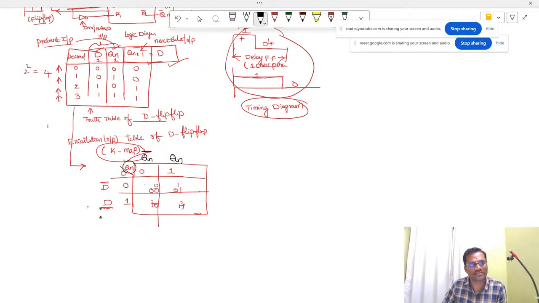Are you able to understand? Yes, sir. 1 we have to write down as D, 0 we have to write down as D bar. 1 you have to write down as Qn, and 0 we can write down as Qn bar. So after plotting it, you identify what the variables are.